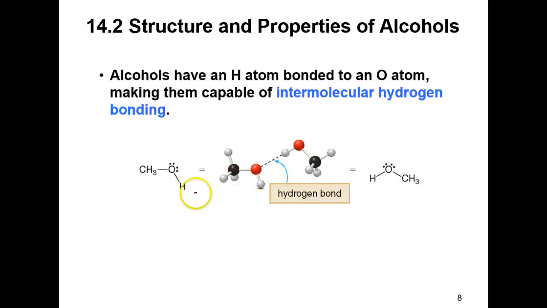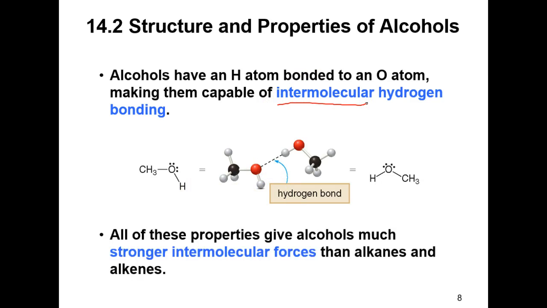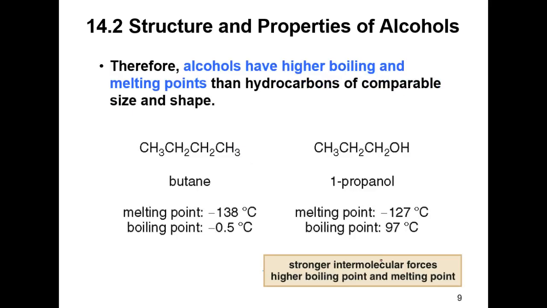Alcohols also form hydrogen bonding intermolecular forces, which we'll see cause alcohols to have relatively high boiling points for such small molecules. All these properties give alcohols much stronger intermolecular forces in comparison to the equivalent alkane or alkene. Just to give an example, here is butane, a 4-carbon chain. You can see the melting point is incredibly low, minus 138, with a boiling point pretty much close to 0. So butane boils at 0 degrees.